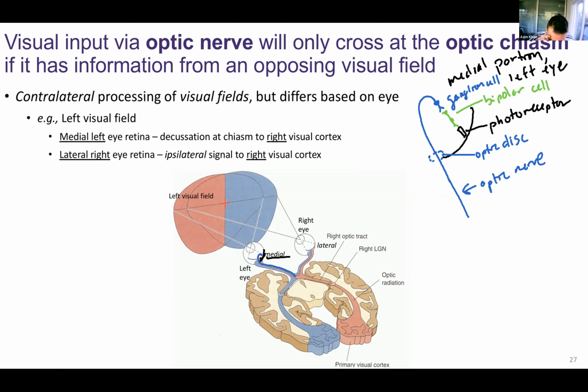Okay, so at this point in the pathway, we're right there. Then we have to make a decision. Are we going to cross or not? If we're on the medial portion of the left eye, we're getting information from our left visual field. Information from our left visual field is going to get processed in our right visual cortex. So there will be decussation here. Decussation will be happening at the optic chiasm. It's still the same axon, but we're crossing over.